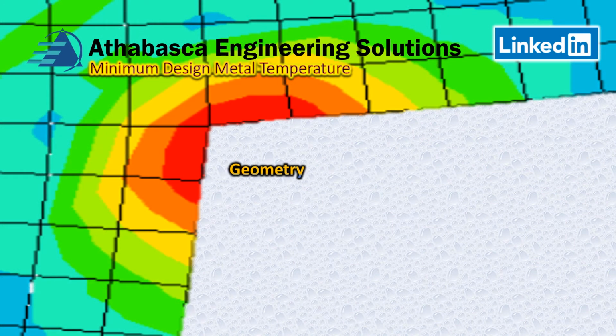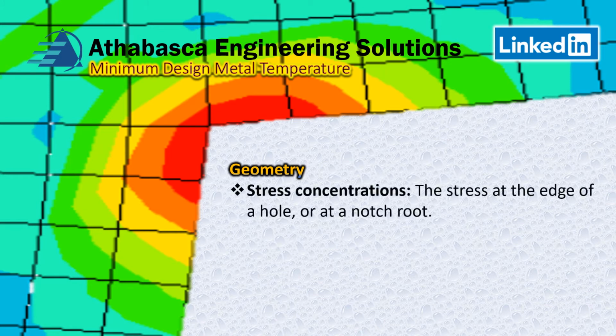So geometry has a great effect on the MDMT as well as the other mechanical properties. Stress concentrations can affect the MDMT, and it's something to be aware of. So that's just another reason to remove stress concentrations around holes and notches at the root, and so on.